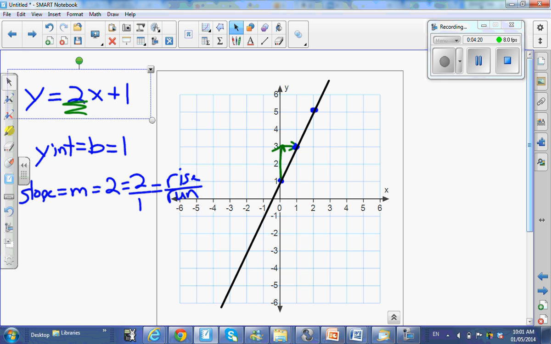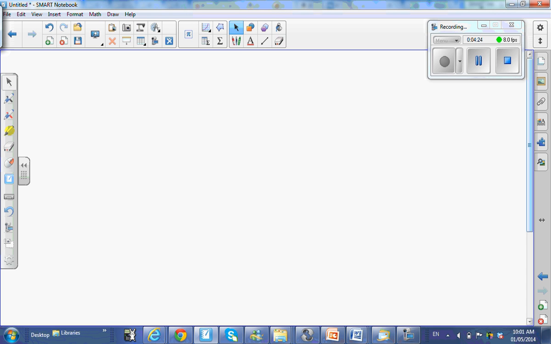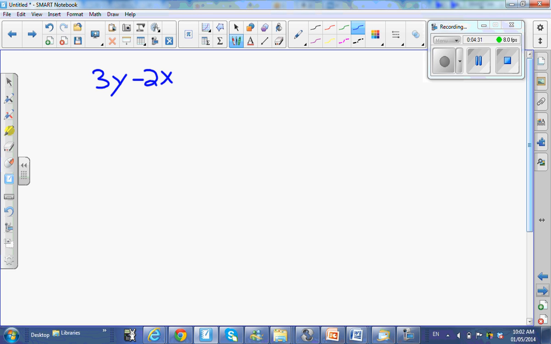So maybe let's try graphing one more before we move along too far. Okay, let me just make up one. Let's say we had 3y minus 2x minus 9 equals 0. Okay, so what we have to do first in this case is put it in the form y equals mx plus b. Let's try that. We're going to go 3y. Moving these guys over, really what we're doing is adding 2x to this side and adding 9 to this side, so we get 3y equals 2x plus 9.